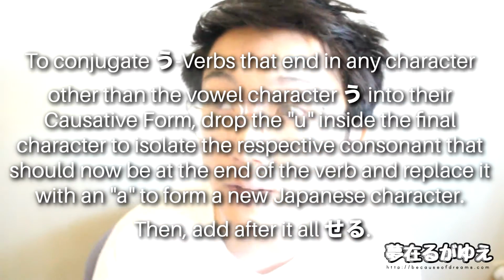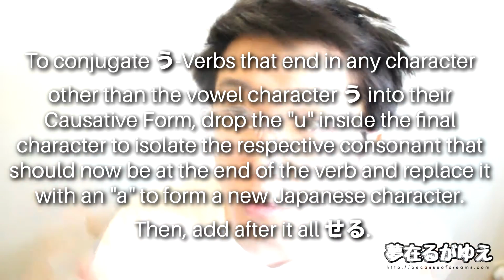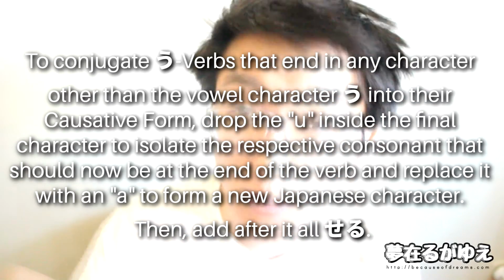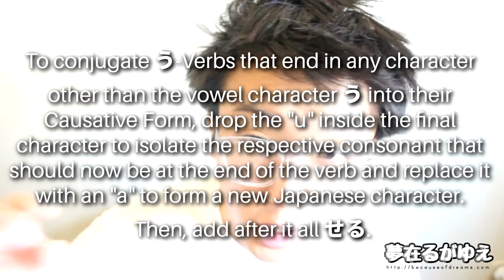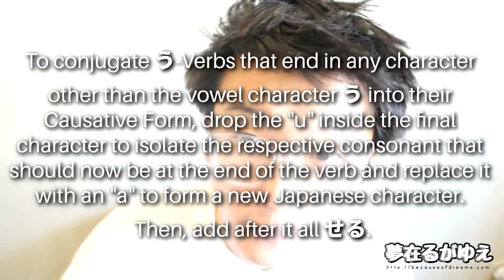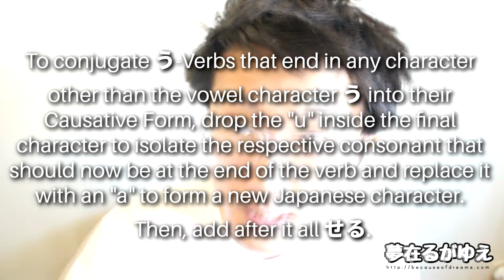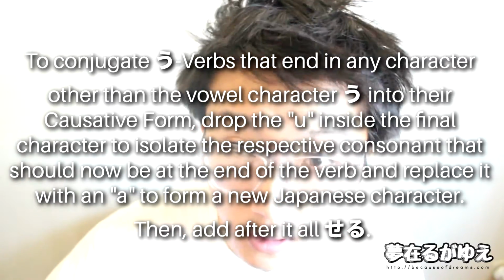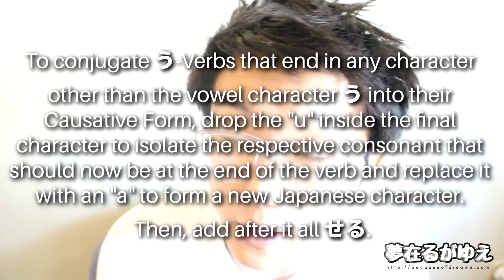Now for the u verbs that don't end in the character u, they end in a character that in turn ends with the English u, but there's a consonant before it to make it a separate Japanese character. What we're going to do, just like we did for the passive form conjugation, is drop that English u inside that character so that we only have the consonant left. Then we replace that with the English letter a, basically, to add on to the consonant and make that a whole different Japanese character. Then after that we add on the characters seru.